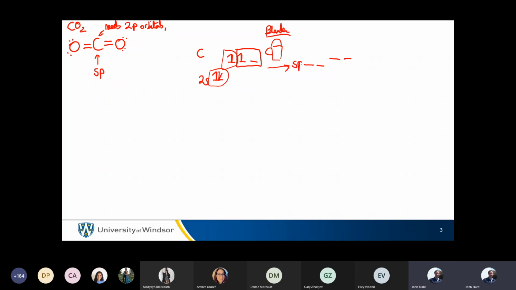So this is your sp orbitals, and these are your p orbitals. And we are going to put a single electron in each of them. So this is what carbon is doing in the atom, as it's just a carbon atom, like in space, away from everything. And in this molecule, it's got one electron in each of its sp orbitals and one electron in each of its p orbitals.